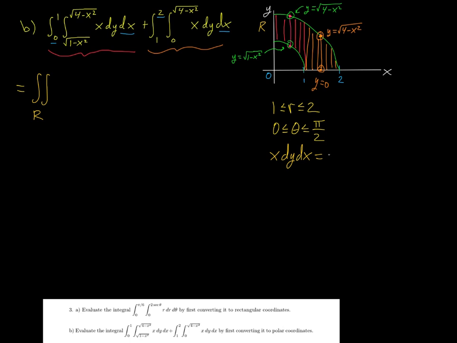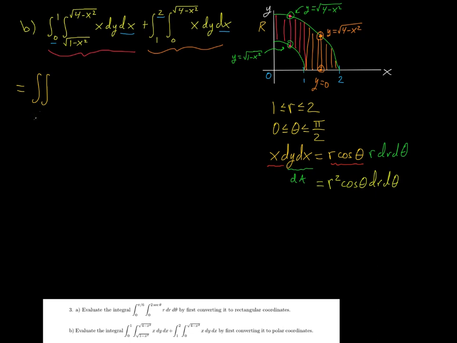Well, what's x? x is r cos theta. That's this part. And what's dy dx? This is dA, which is in polar r dr d theta. So you put all that together, and the x dy dx is in fact r squared cos theta dr d theta.